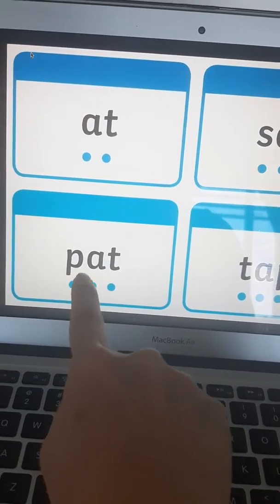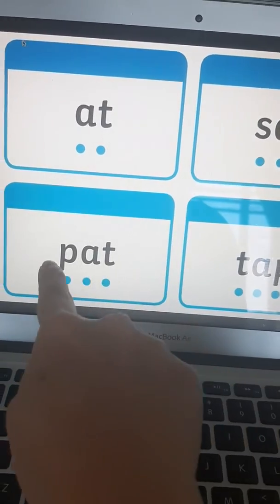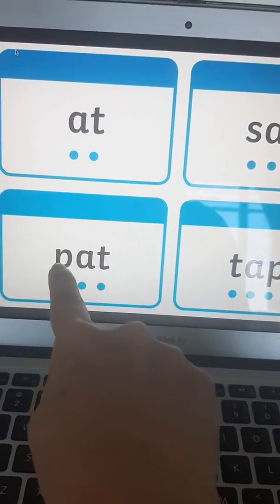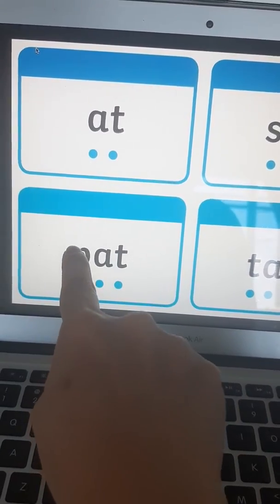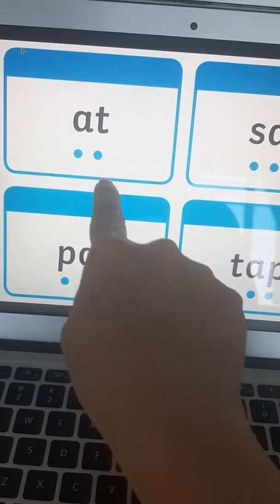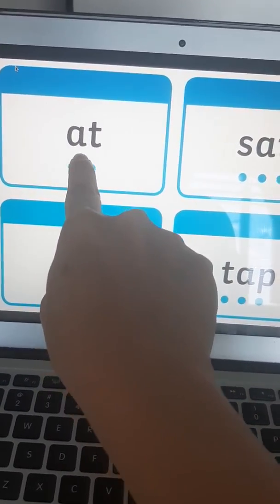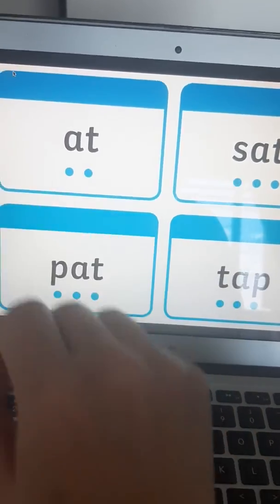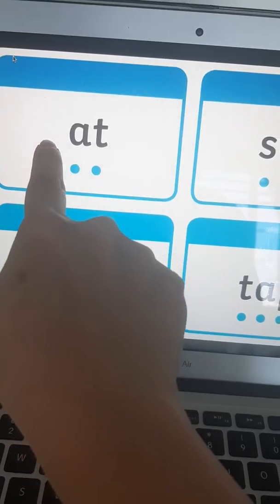So you start with a single sound and then you ask your child to combine the sounds together. In this process, you will find it very difficult at first because they will say it in a separate way. But you tell them to put it faster like this. At, at. Okay, faster now. At, at. Can you hear the word at? So at makes the word at.